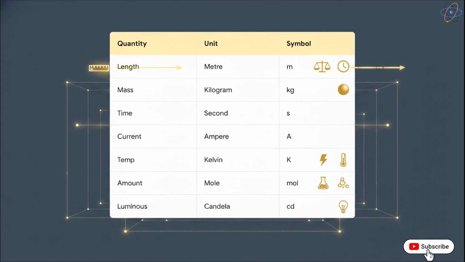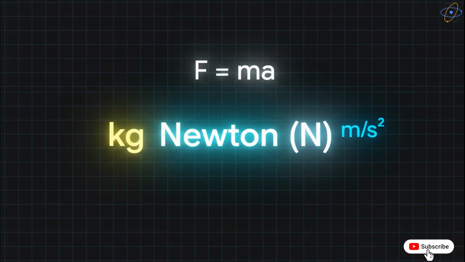We've got length in meters, mass in kilograms, time in seconds, electric current in amperes, thermodynamic temperature in Kelvin, amount of substance in moles, and luminous intensity in candelas. Think of these as the 7 fundamental pillars. Every other measurement in physics is built right on top of them. And those other things built on top, we call them derived quantities. They're literally just combinations of those 7 base units pieced together by multiplying or dividing them.